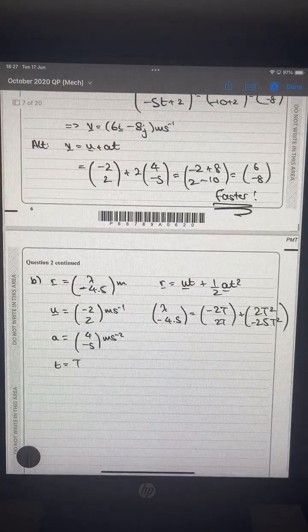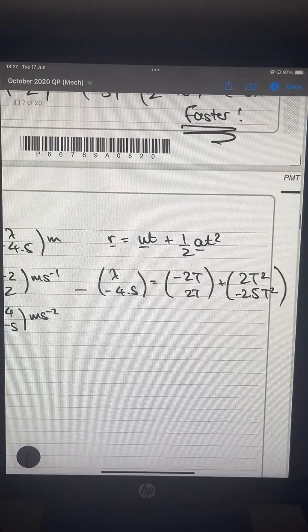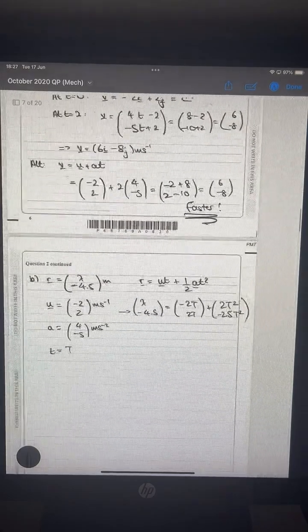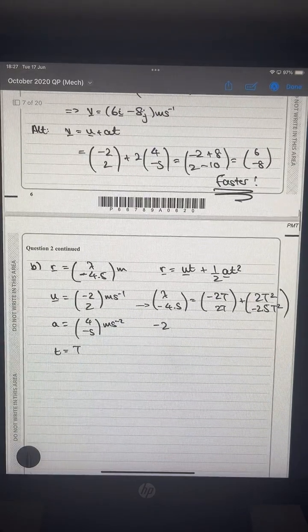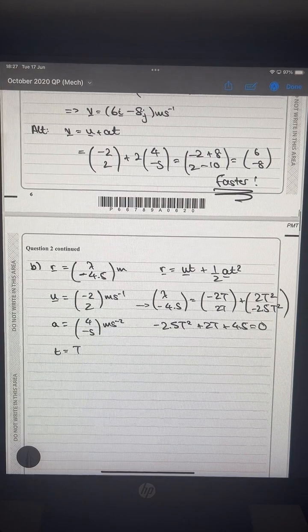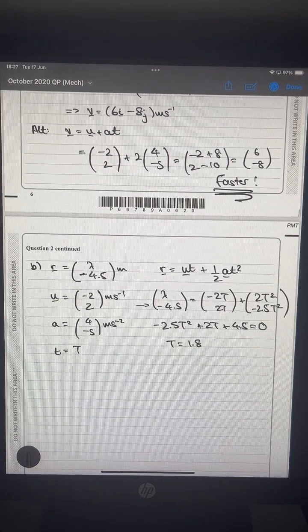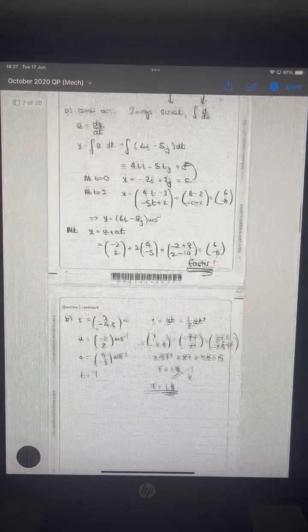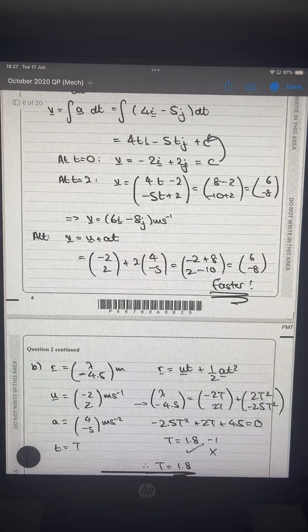Quadratic, exactly. I'm going to solve this quadratic over here to find what t is. So if I just solve this out, I get negative 2.5t squared plus 2t plus 4.5 equals 0. I just brought this on the right side. If you put that into your calculator, you get 1.8 and negative 1. Obviously, time cannot be negative, so this is your answer. Then you can just say t is 1.8 and do your little scribble underneath. So that is how you find t.